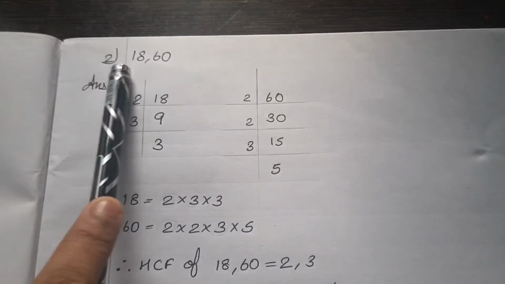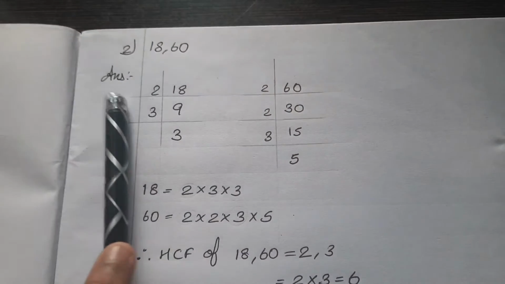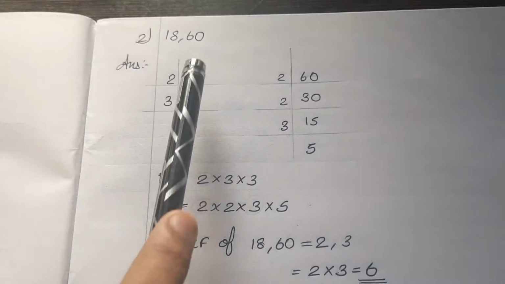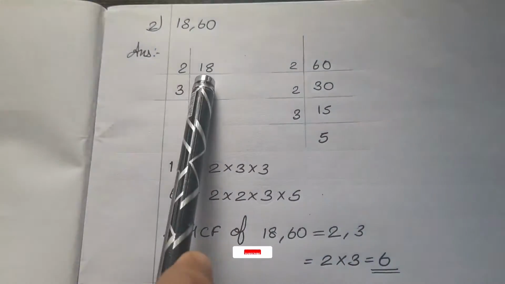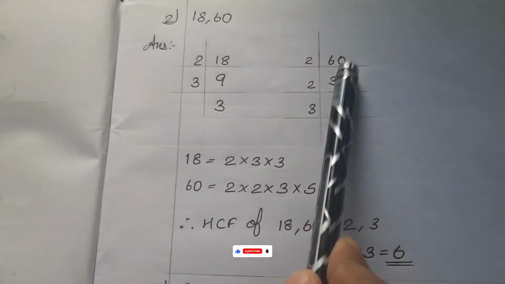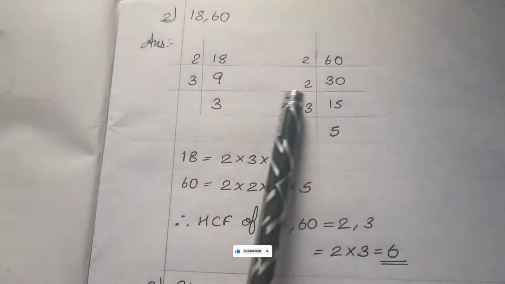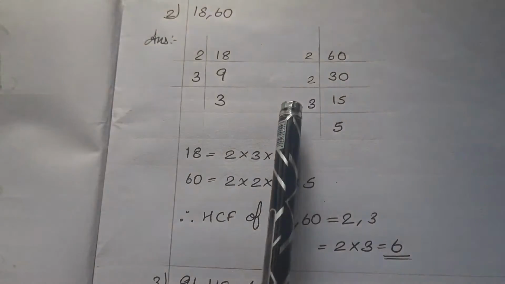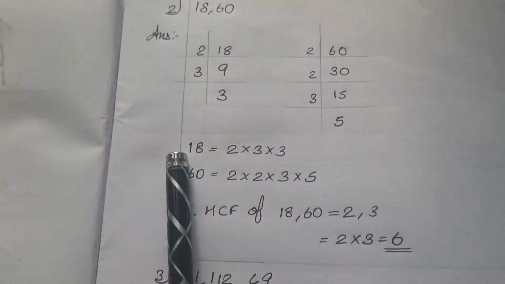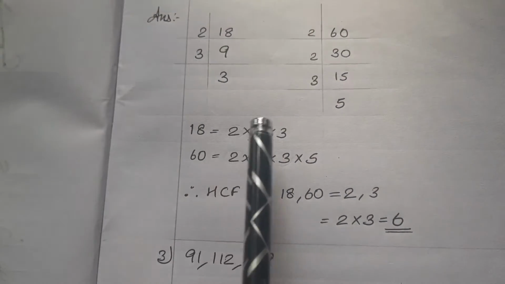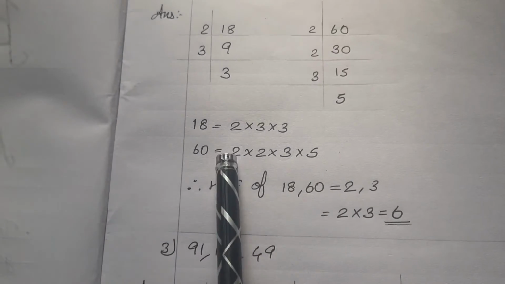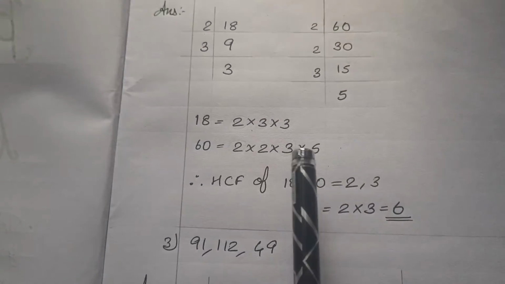Next question, 18, 60. Answer, 18: 2 nines are 18, then 3 threes are 9. Next one, 60: 2 thirties are 60, then 2 fifteens are 30, then 3 fives are 15. 18 is equal to 2 into 3 into 3. 60 is equal to 2 into 2 into 3 into 5.